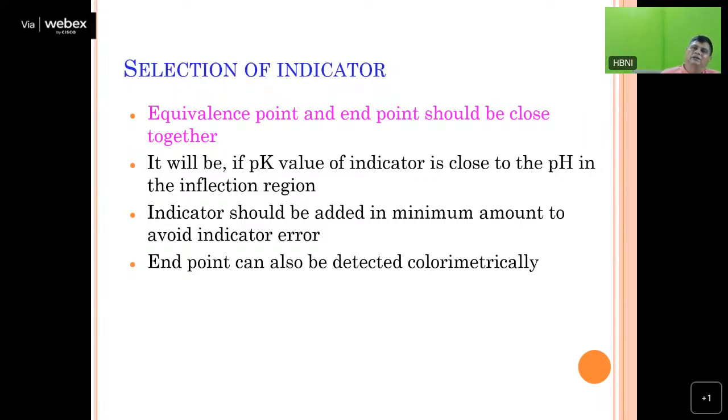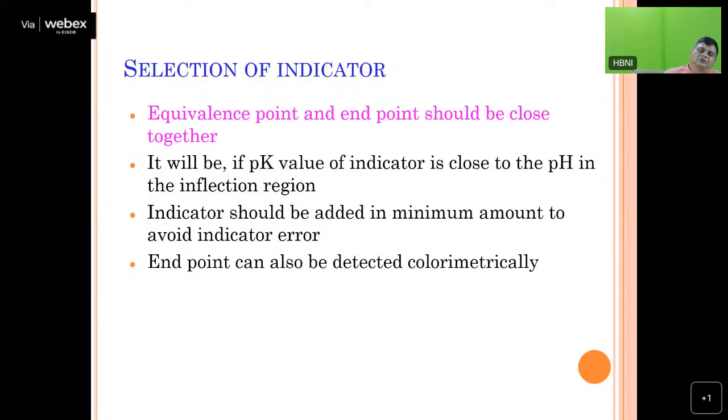End point is basically the change in the color of the indicator, and equivalence point is when the concentrations of the two reactants match their stoichiometry. So the equivalence point and end point should be close enough. How can we make sure of that? The pK value of the indicator should be close to the pH value in the inflection region. That's how we choose the indicators.